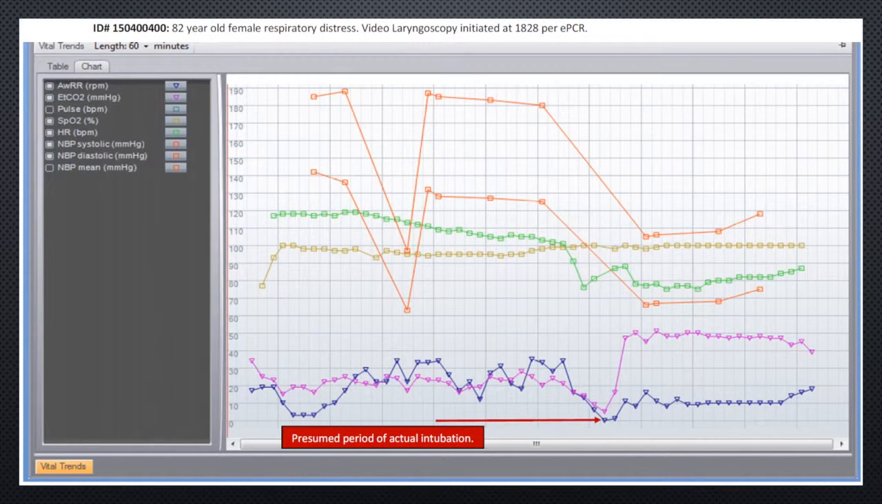Here you notice the heart rate dropped off precipitously, even though the saturation was 100% the whole time. That's telling us this is not a bradycardic episode because of hypoxia. They were no longer tachycardic. Their heart rate's still around 80 to 90. We sedated them, so there had to have been a lot of anxiety involved here. And this was an 82-year-old with respiratory distress.